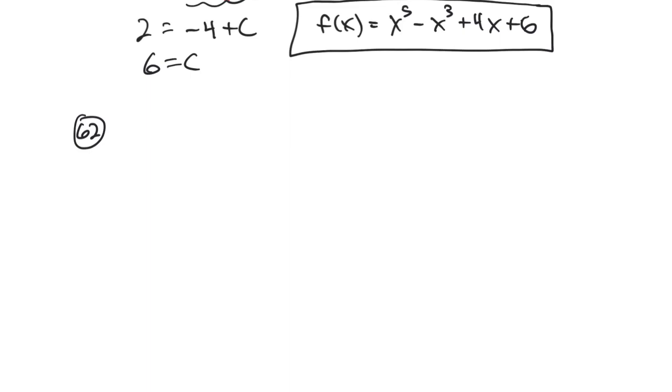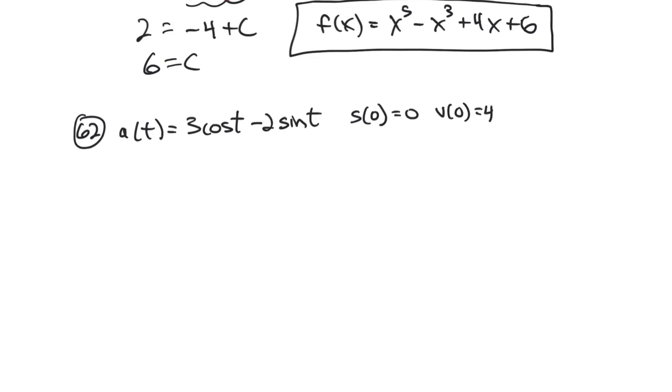It says a particle is moving with the given data. Find the position of the particle. With 62, they give us the acceleration of the particle: 3 cosine t minus 2 sine of t. They give us our initial position is 0, and our initial velocity is 4. And they want us to find the position of the particle.